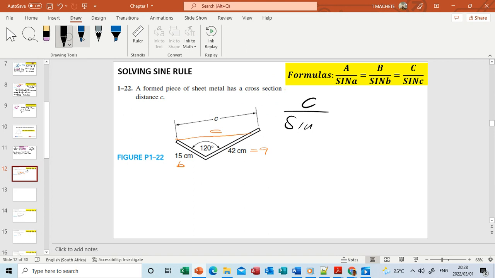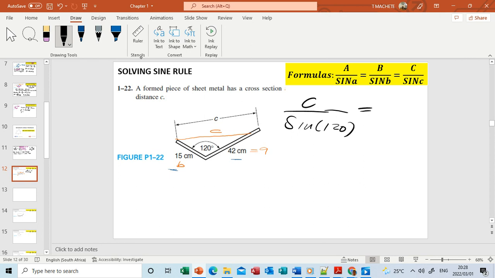So we have that angle there, which is 120. The angle that is opposite to C is going to equal your side. So you check what you are given. You are given these two sides. It's a problem, because you are given two sides that are not opposite to that angle.